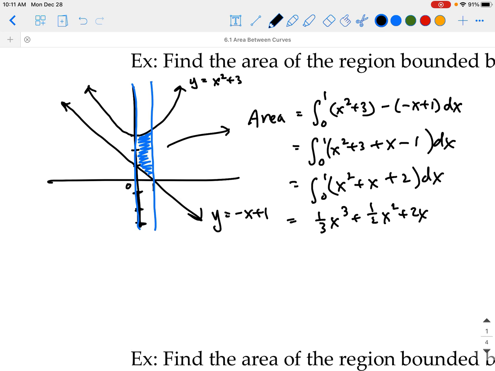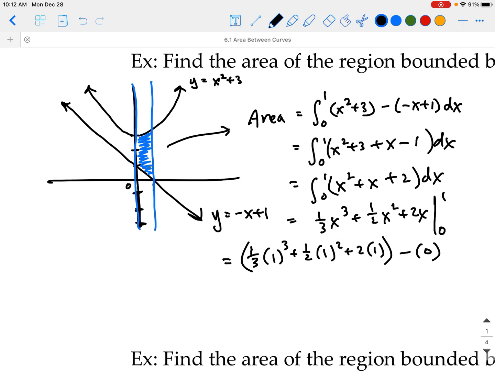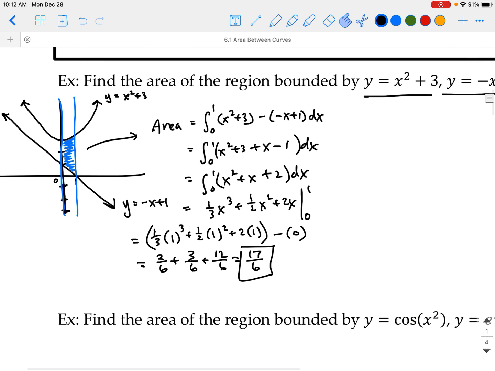So we'll get 1/3 x cubed plus 1/2 x squared plus 2x from 0 to 1. So note we don't need to worry about the 0 portion. That's all going to be 0. So we only need to evaluate this at 1. So we'll have 1/3 times 1 cubed plus 1/2 times 1 squared plus 2 times 1, all minus 0. So 1/3 plus 1/2 plus 2 is going to be 2/6 plus 3/6 plus 12/6, which is 17/6. So area is just going to be just smaller than 3. So 2 2/3.